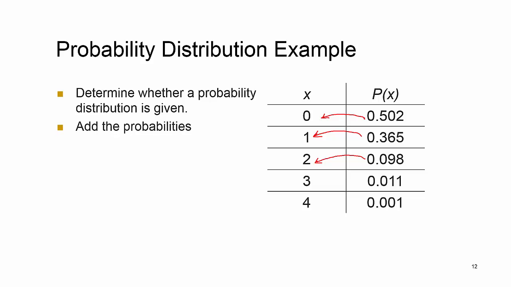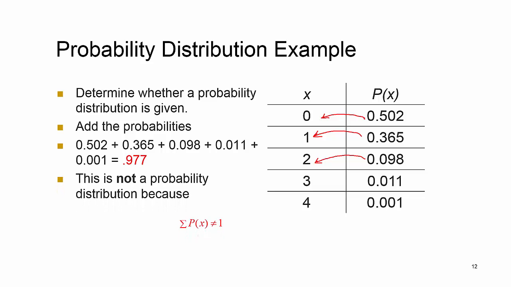We first need to add the probabilities together. The sum of the probabilities is 0.977. So this is not a probability distribution because the sum of p of x must equal 1, or 0.999, which would round up to 1.